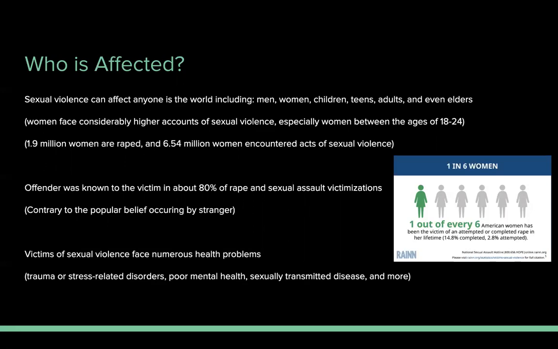A popular belief about sexual violence is that it occurs by a stranger, which is not the case. In 80% of cases, the victim has known the offender. To finish up on the background, victims of sexual violence experience a large range of health problems, including trauma, STDs, and poor mental health, which is why this issue needs to be addressed.